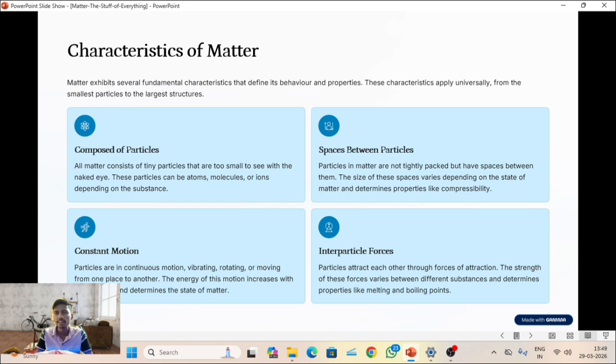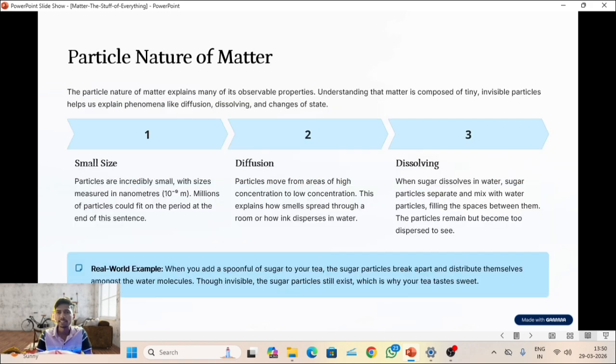Just like intermolecular spaces, every matter has interparticle forces or intermolecular forces between its molecules or particles. These forces are also known as van der Waals forces. Particles attract each other through force of attraction. The strength of these force varies from different substance, determining properties like melting and boiling points. Now we will move further to the next point, that is particle nature of matter.